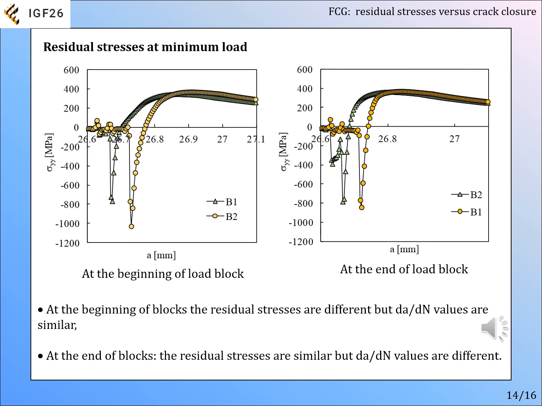The residual stresses at minimum load were also measured at the beginning and at the end of the load blocks. At the beginning of load blocks, the residual stresses are different, being similar at the end of the load blocks. Therefore, these residual stresses cannot explain the difference between B1 and B2 load blocks because at the beginning of crack growth, the residual stresses are different, but the ADN values are similar. The opposite happens at the end of the load blocks.